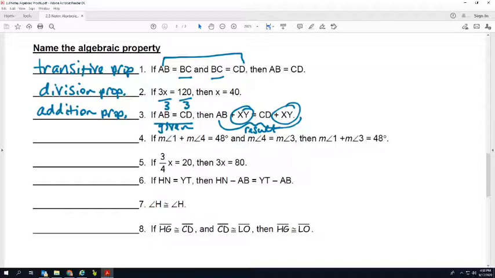All right, next we have the measure of angle 1 plus the measure of angle 4 equals 48. And we have that the measure of angle 4 equals the measure of angle 3. So it looks like to me what they've done in the next step is they've replaced this angle 4 with angle 3. And that's because of this right here. They use substitution to make that happen.